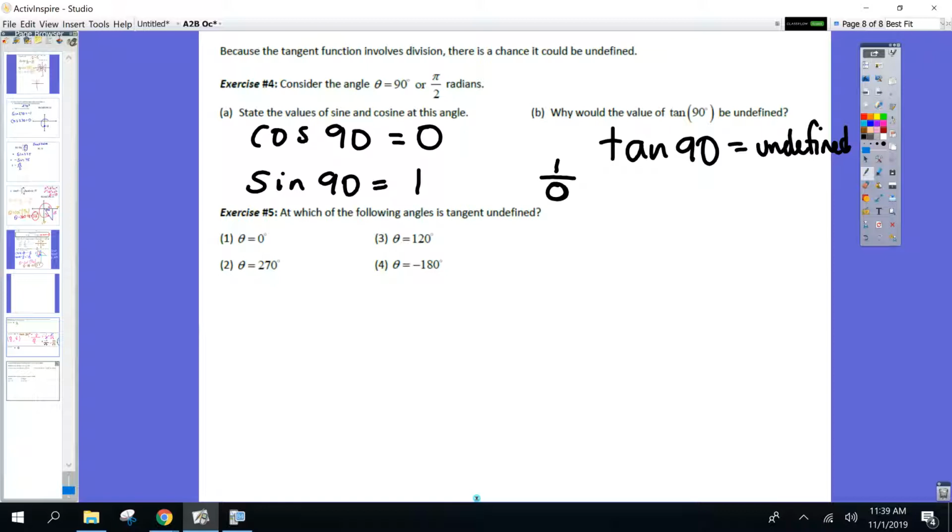Thank you. Okay, and then finally, at which one of the following angles is tangent undefined? So you're just going to go through your calculator. Tangent of 0, tangent of 270, tangent of 120, tangent of negative 180. Which one gives you an undefined? Tangent of 270.